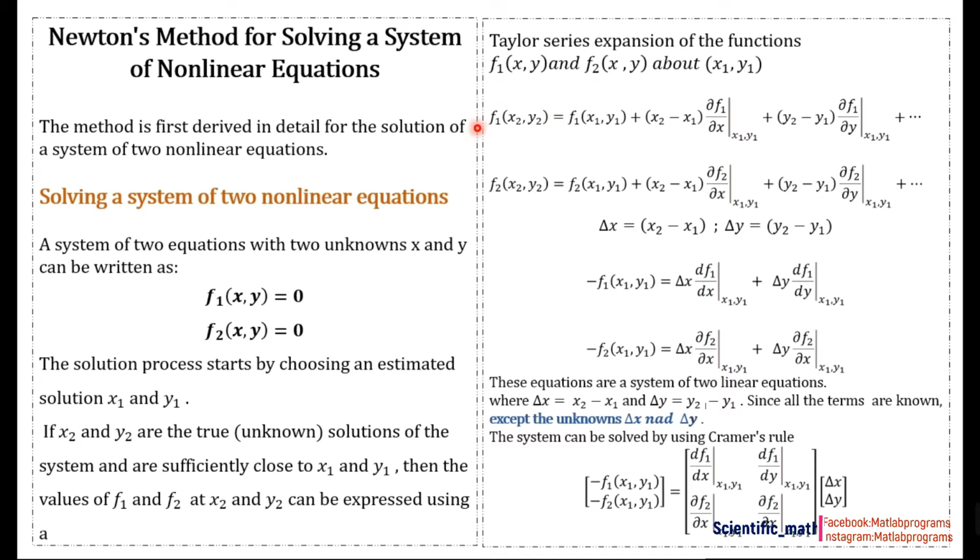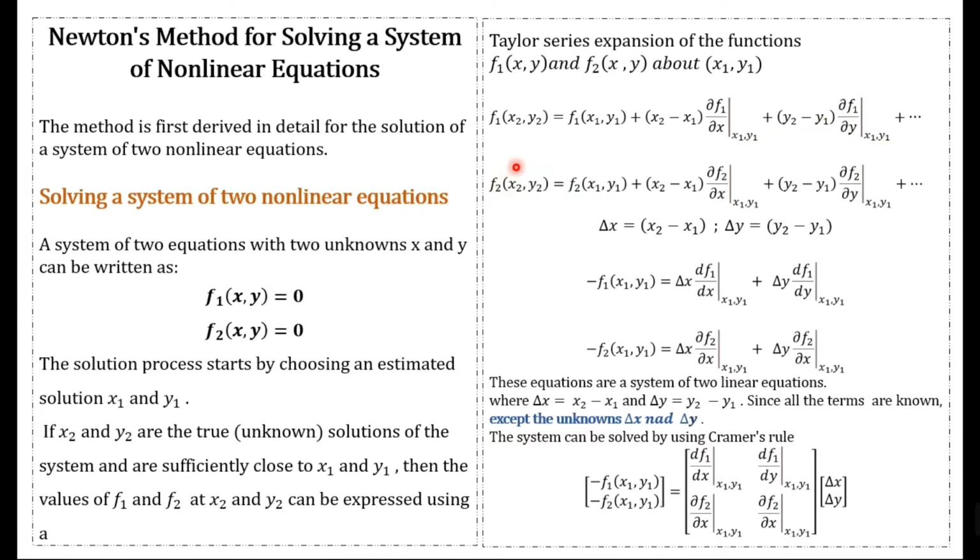First we expand the Taylor series of f1 about x1 and y1 with two variables. So this is the Taylor expansion for two variables. Here we have f1 of x2, y2 is equal to f1 of x1, y1 plus x2 minus x1 times the partial derivative of f1 with respect to x, plus y2 minus y1 times the partial derivative of f1 with respect to y, and so on.